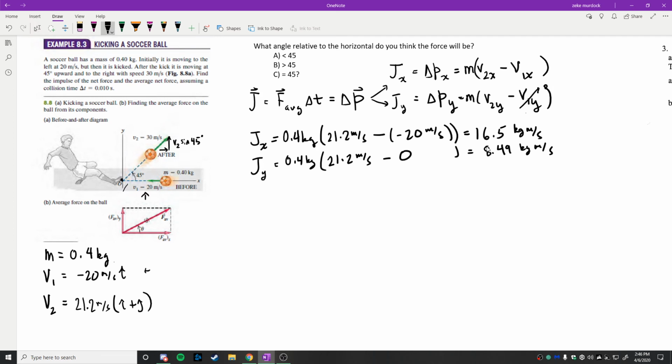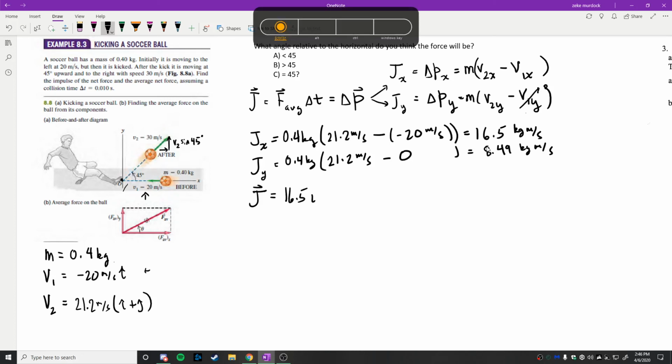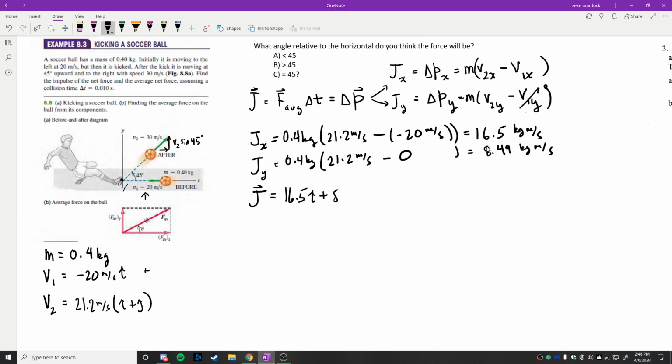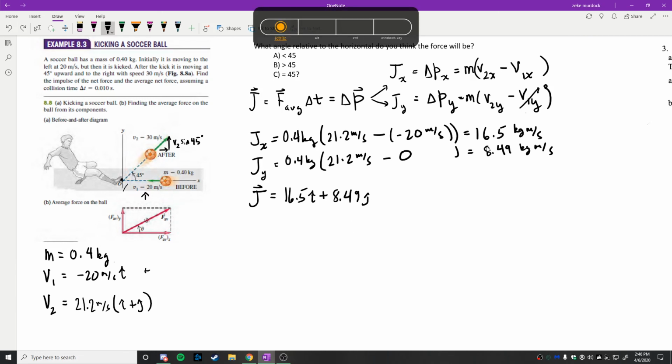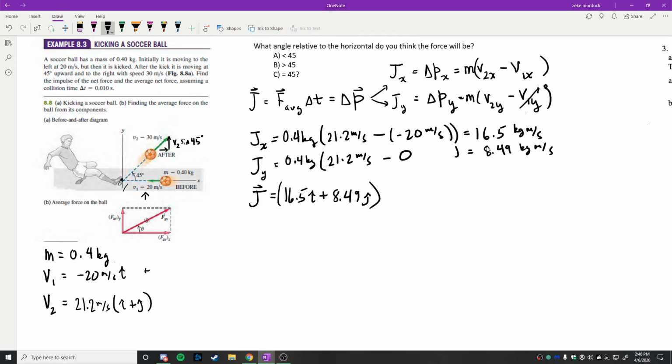And now we know what the impulse is, right? We could write it like this. We could say the impulse is equal to 16.5 i hat plus 8.49 j hat. Ooh, that was bad. J hat. And all of that, the units are kilogram meters per second. Okay, there's your impulse. That's the answer, right?